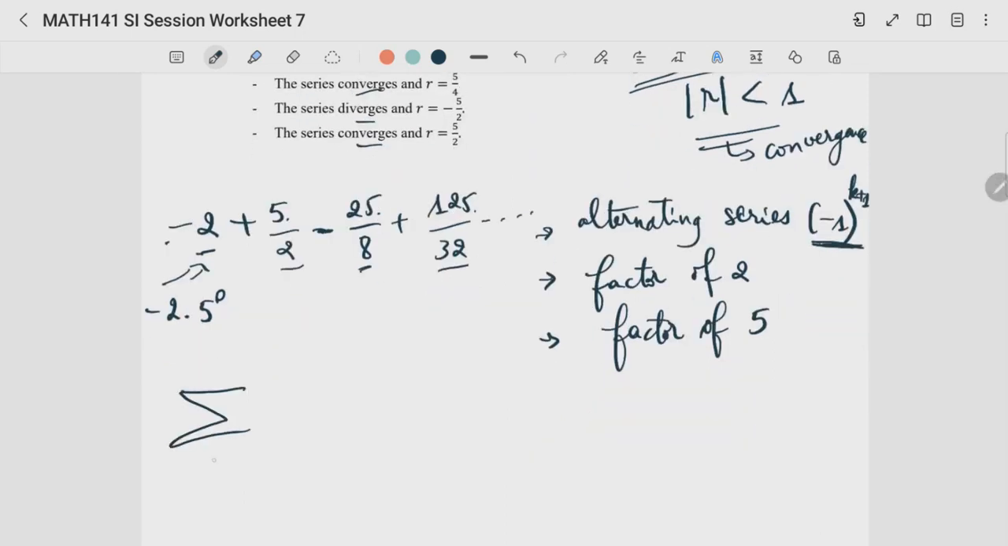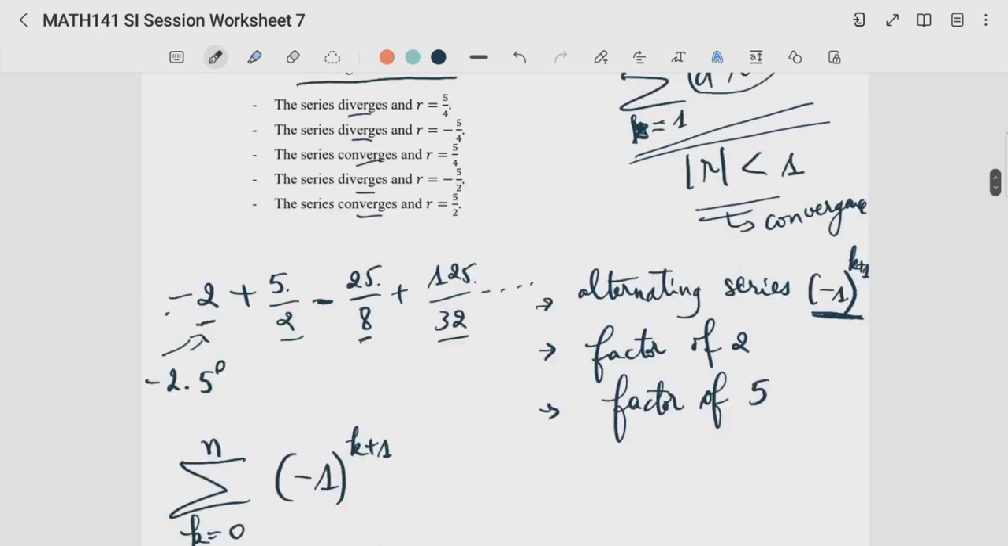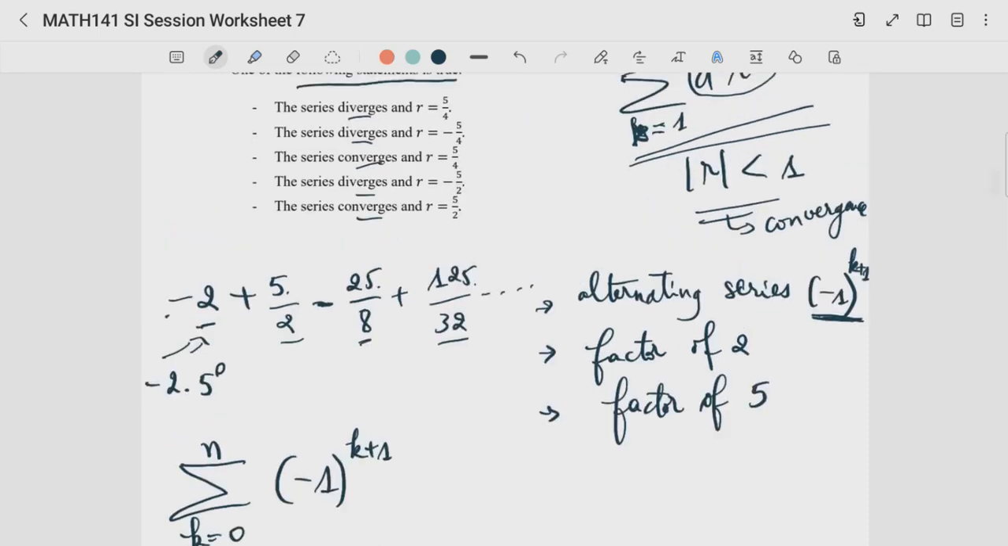So we've already found, if our series looks like the sum from k is equal to 0 to some value n, then the first factor will be negative 1 to the k plus 1. So we've already established our first term. Now let's look at the factor of 2. How is it changing as you move from the first to the second to the third to the fourth terms?